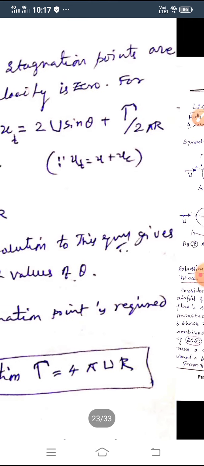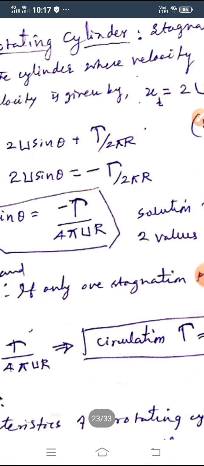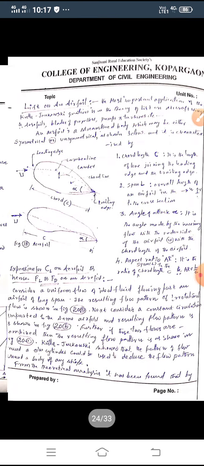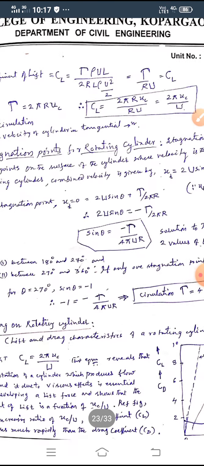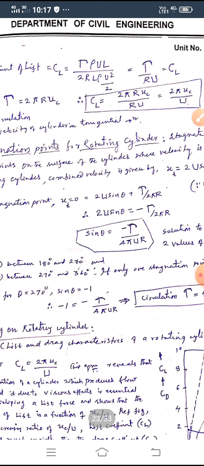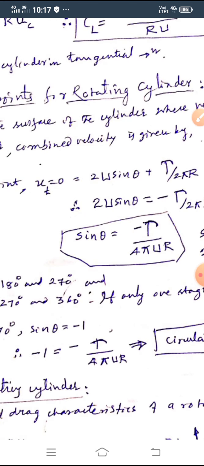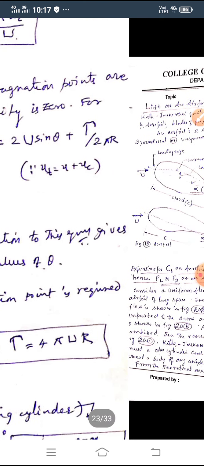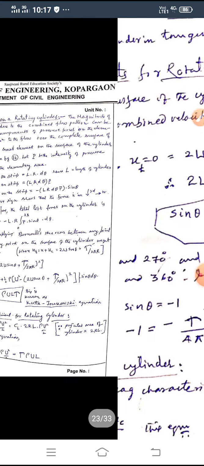The solution to this equation gives two values of theta. One when theta varies from 180 to 270 and another from 270 to 360. If we consider only one value, then we can consider theta is equal to 270. In that case, sin theta will become equal to minus 1. Therefore, minus 1 is equal to minus circulation upon 4 pi U r. Therefore, the magnitude of circulation we can obtain as 4 pi U r.